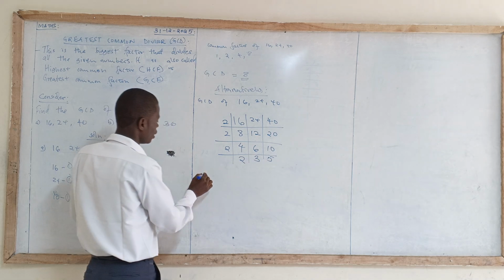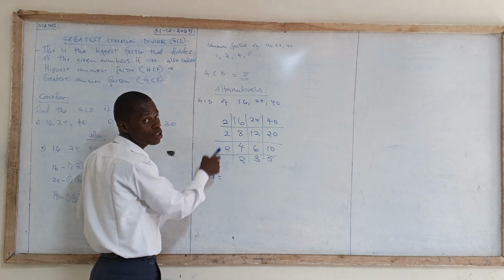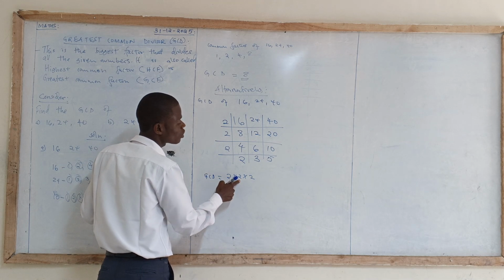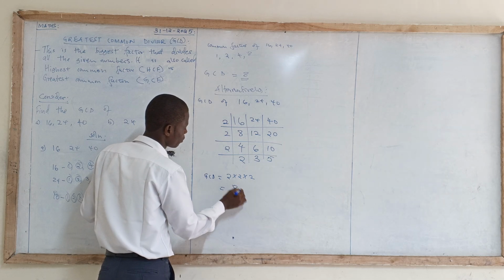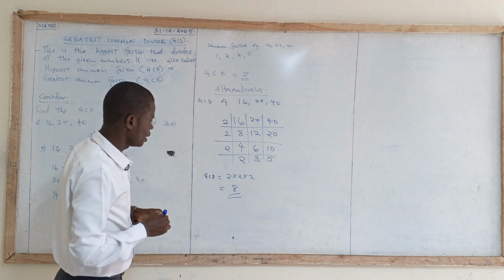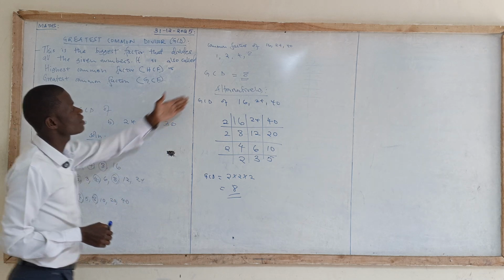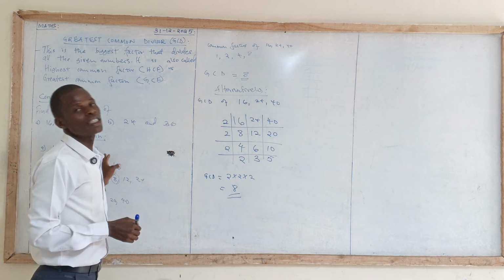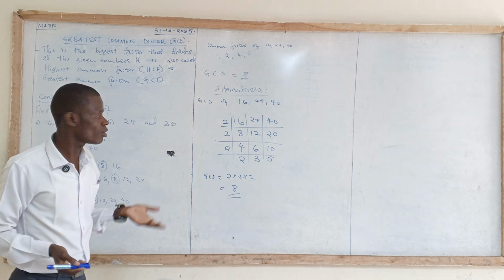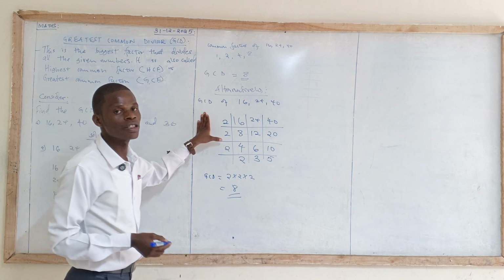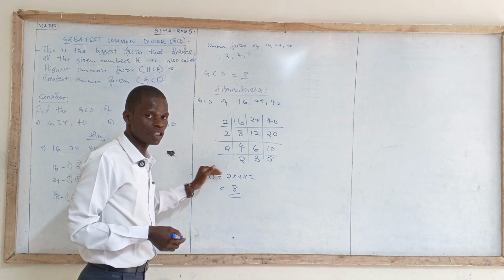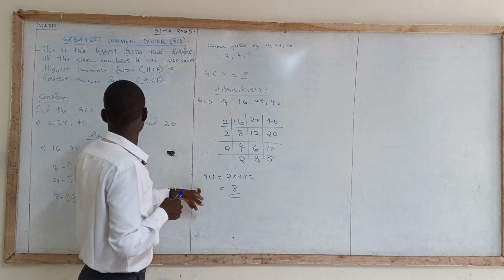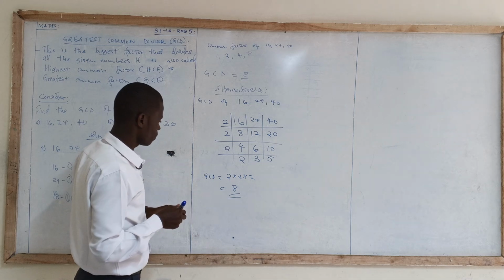So what will you say? GCD is now the product of this. 2 times 2 times 2. So 2 times 2 is 4. 4 times 2 is 8. So our GCD is 8, which is the same as this. So avoid listing method. Use it when it is necessary. If you're told to use the listing method, but use the prime factorization method to help you solve this. Use prime factors only. So we are done with this one.